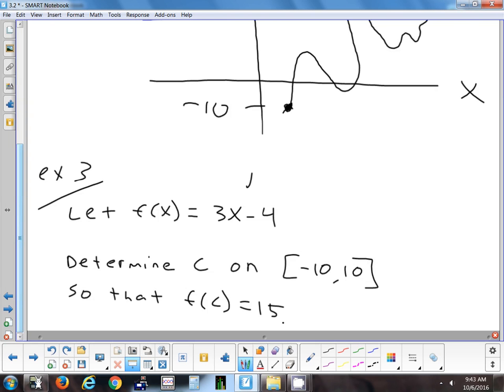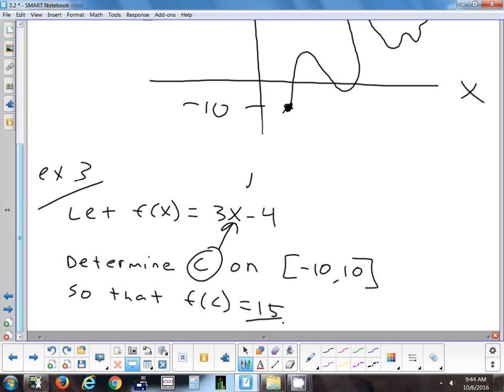And I want to find a value of c, I'm going to call this value c, such that if I plug in this value for x, I end up with 15 for y. That's what I want to make happen. I want to find a number that I plug in for x, and when you plug that number into your function, you get 15 for y. Well, the first thing I have to check is, I know this line is continuous, but on this interval, does it go through 15? Between negative 10 and positive 10.